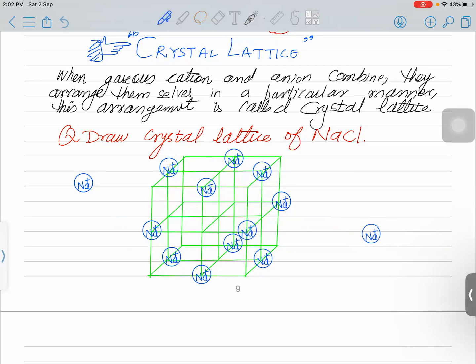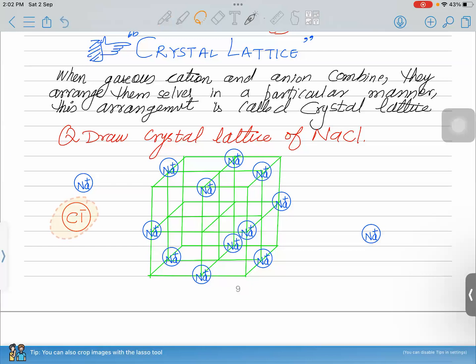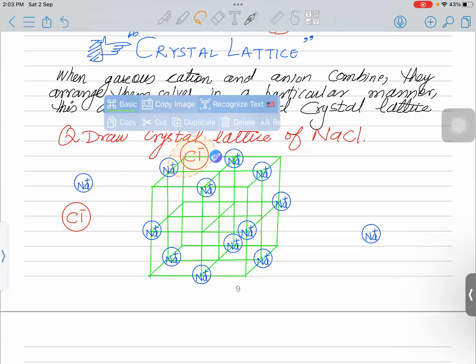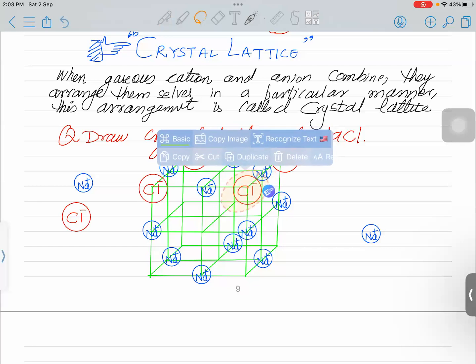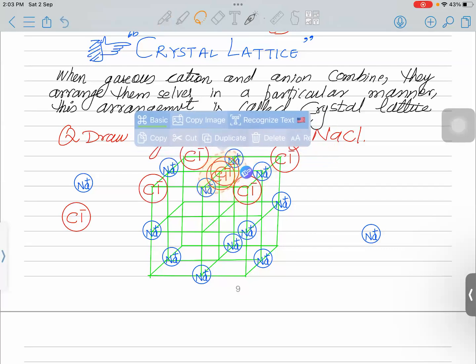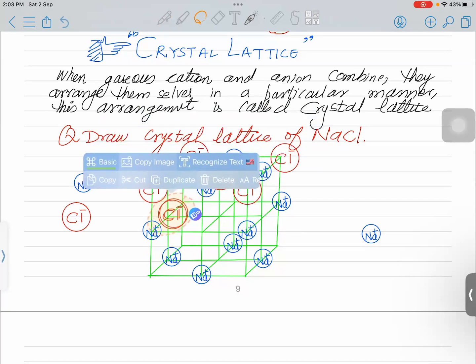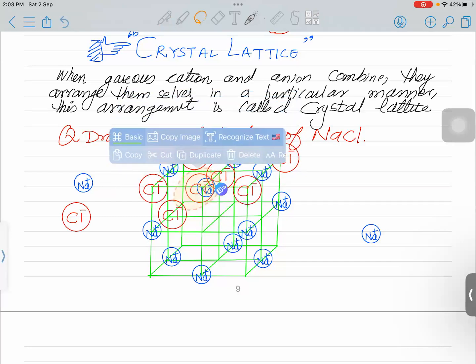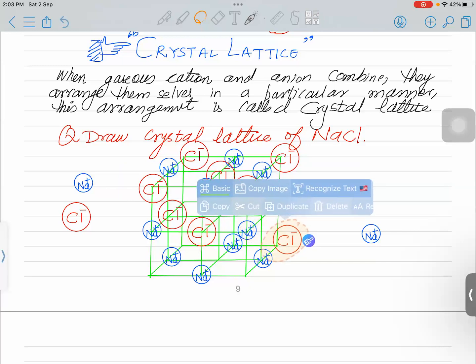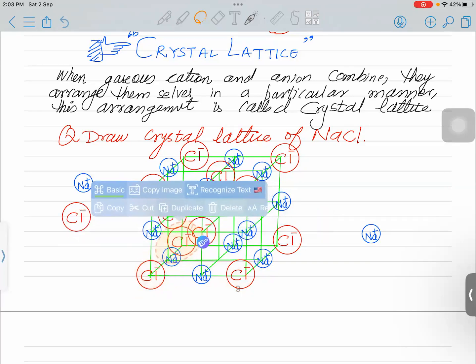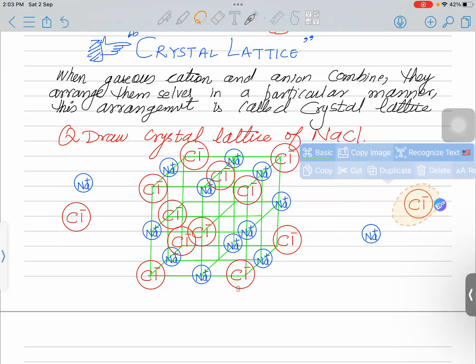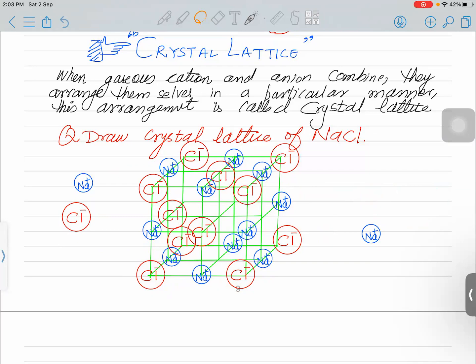Now you need the chlorine ion, right? This is Cl minus. So place chlorine here, here, and here. This is electrostatic bonding. Very complicated picture. Chlorine here, and here. This is lattice.